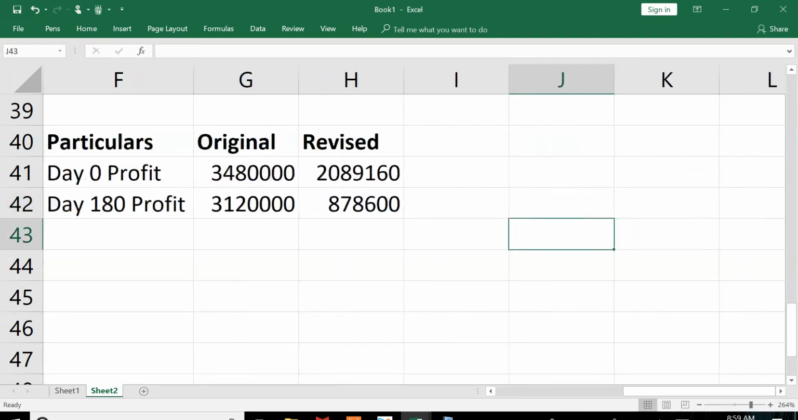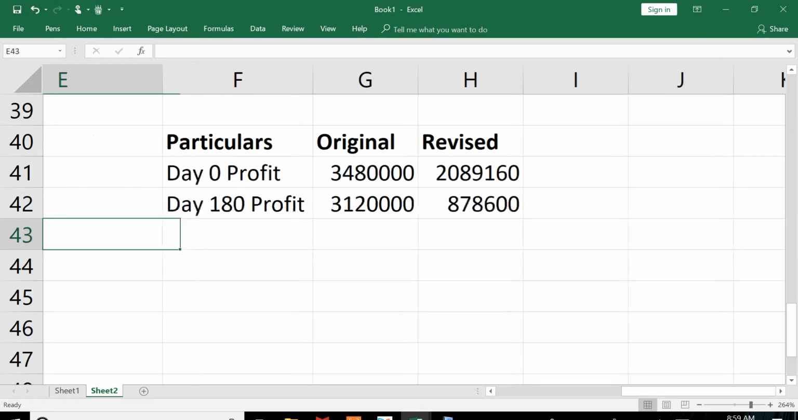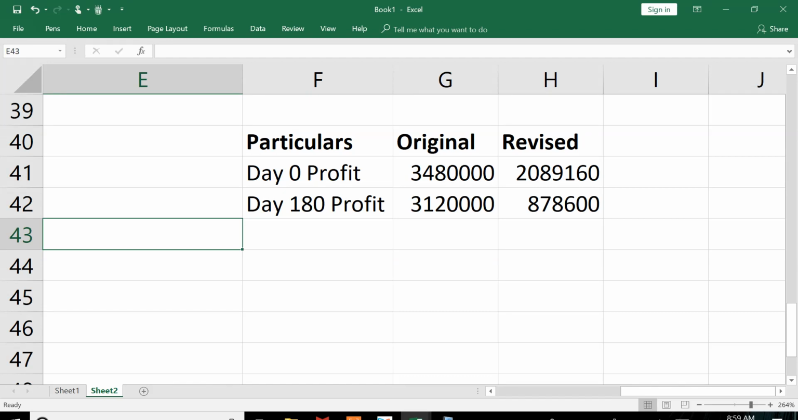These are the four numbers you should have got. If you have done till this, then I will explain the final part. Are these the four numbers you are getting? You can write it like this: original and the revised set of conditions, day 0 profit and day 180 profit.